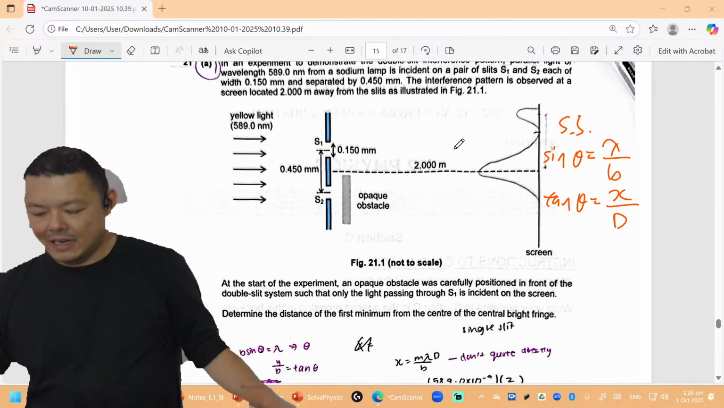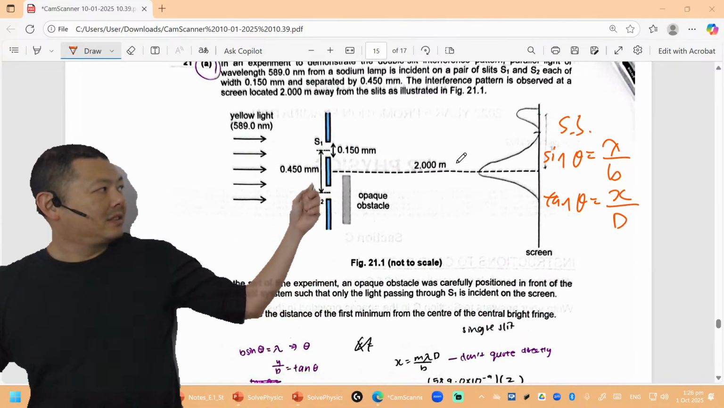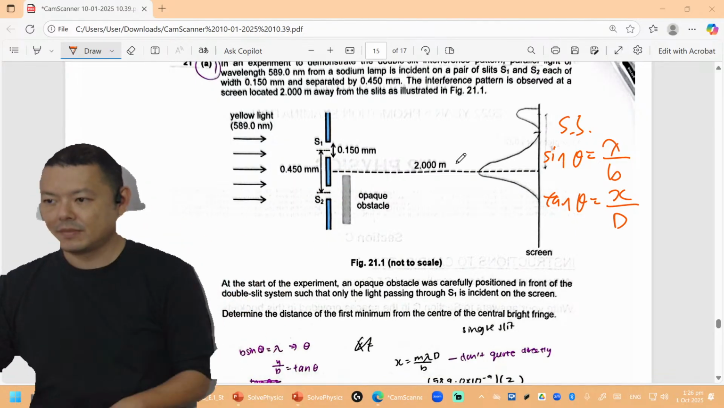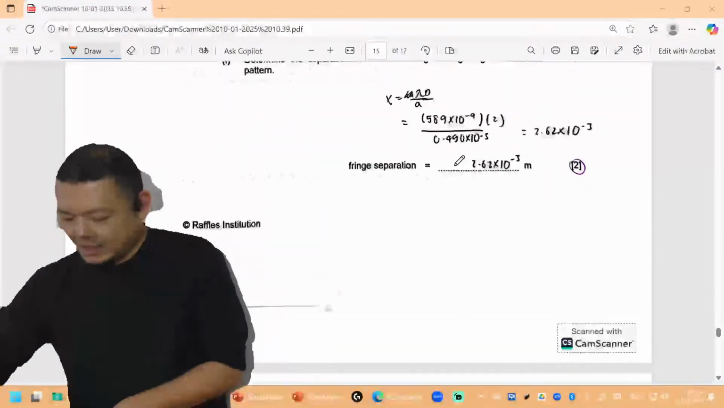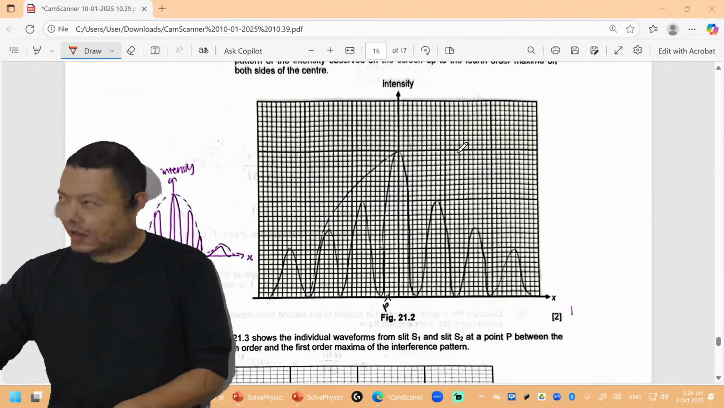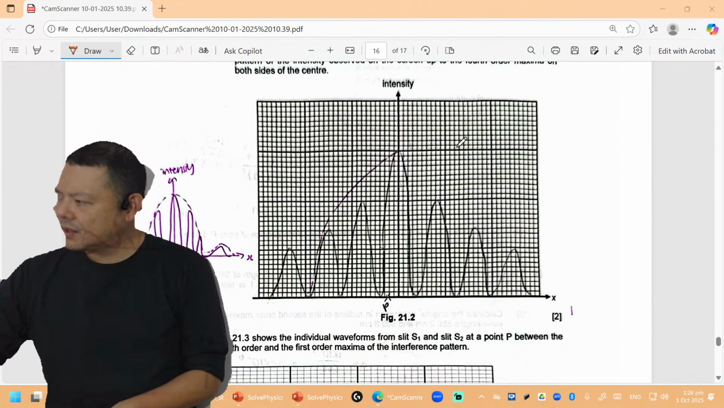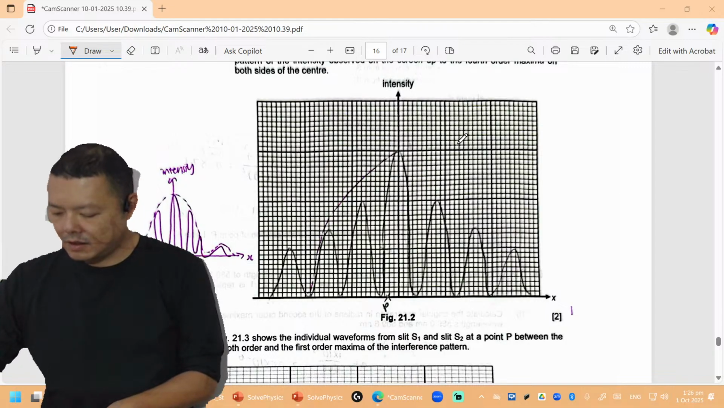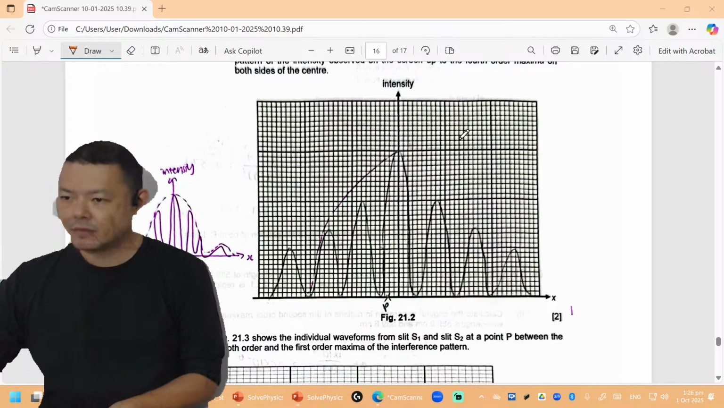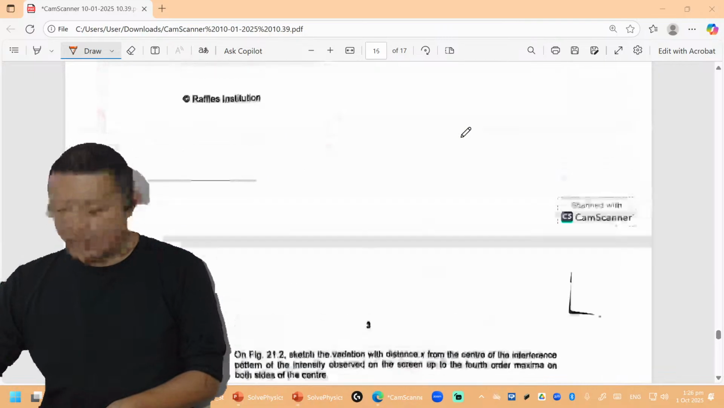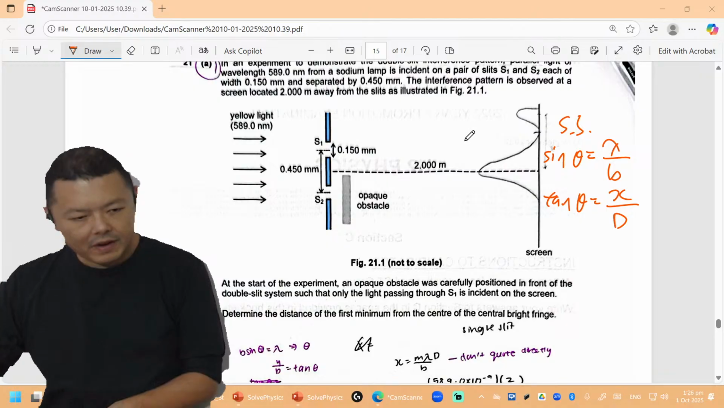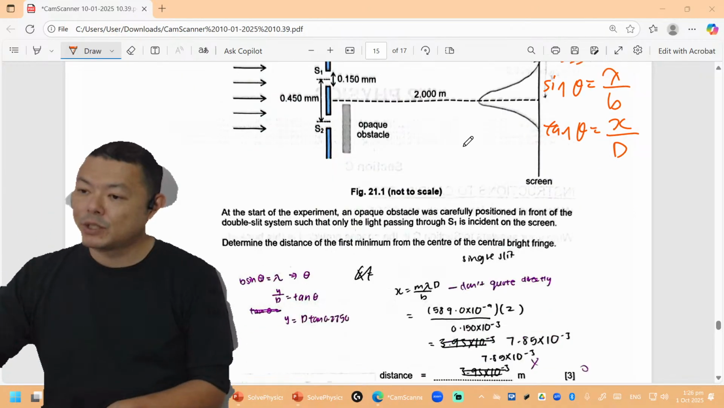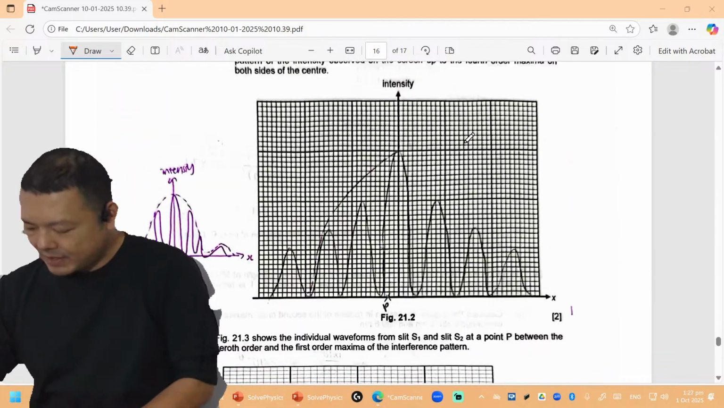That's because the slit separation is 3 times that of the slit width. Which means that one of the peaks should be missing. I believe it should be the third one, right? 3 is the third. So the third maxima should be missing.